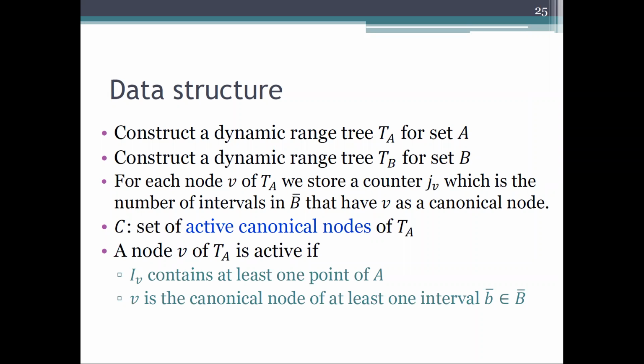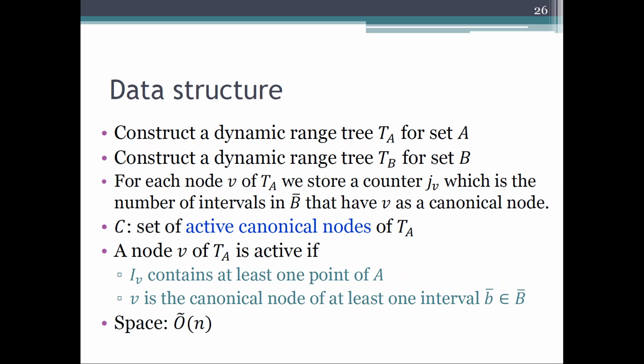Our main goal is to store and maintain a set of active canonical nodes C of the tree TA. We say that a node V of the tree TA is active if the following two conditions hold. First, the interval IV contains at least one point of A, and second, the node V is the canonical node of at least one interval B bar, or in other words, JV must be at least one.